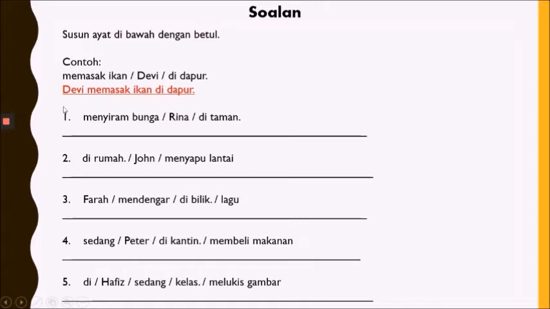Okay, now can you do questions 1 to 5? You write it down inside your exercise book. You only have to write the correct answer. You don't have to write the questions. It's okay.